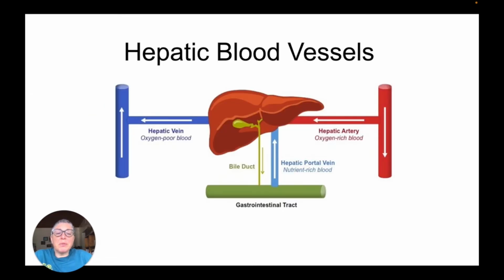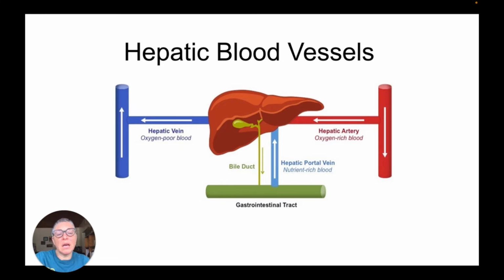So the hepatic blood vessels are arranged something like this. As I said, the hepatic artery is going to come from the heart and carry oxygen-rich blood into the liver so it can do all of its functions. And then we have the hepatic vein that is going to have deoxygenated blood that's going to be pumped back to the heart to go around and pick up more oxygen and nutrients.